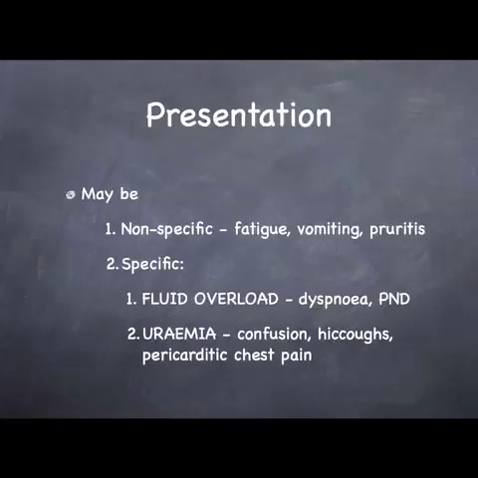The presentation of acute renal failure can really be quite vague, with non-specific features such as fatigue, vomiting, and pruritus. Often these things are attributed to the build-up of various toxins that are unable to be disposed of by the body. Specific things, however, include symptoms of fluid overload, such as dyspnea, orthopnea, and PND, and things that are particular to uremia. These include confusion, hiccups, and pericarditic chest pain.